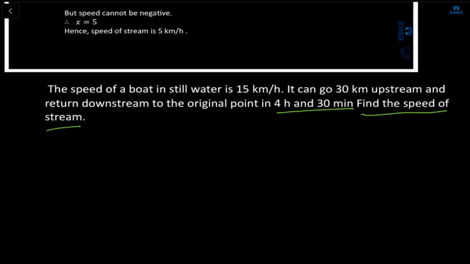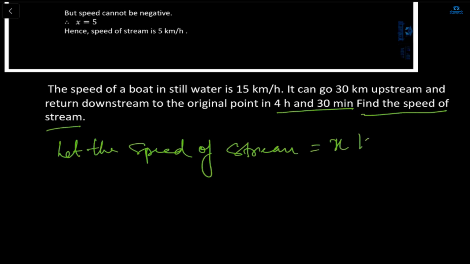Since speed of stream is not given, so we are assuming let the speed of stream is equal to x kilometer per hour. Everything is kilometer per hour. If it is in meter per second, so you can go with everything in meter per second. Okay. But whenever you are taking the value, it should be standard format, either meter per second or kilometer per hour, and generally go with kilometer per hour.